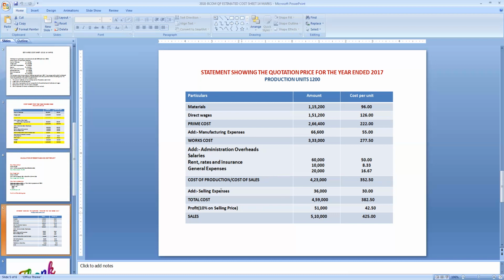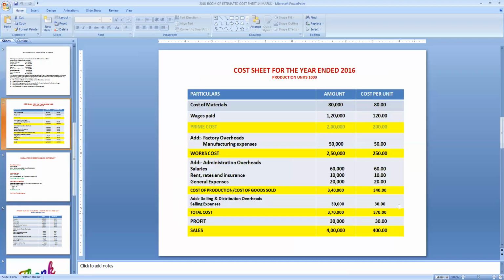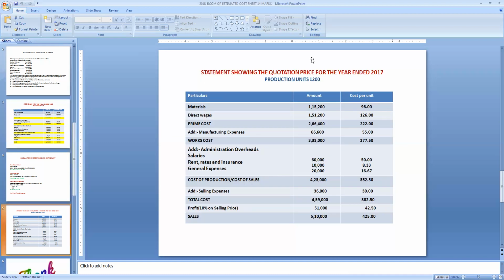Now we have to add selling expenses. Regarding the selling expenses, what they have given per unit will remain unchanged, meaning whatever the per unit value calculated in the year 2016 is 30 rupees. So 30 into 1,200 comes to 36,000. Therefore, the total cost comes to 4,23,000 plus 36,000, which is 4,59,000. Per unit is 382 rupees 50 paisa.